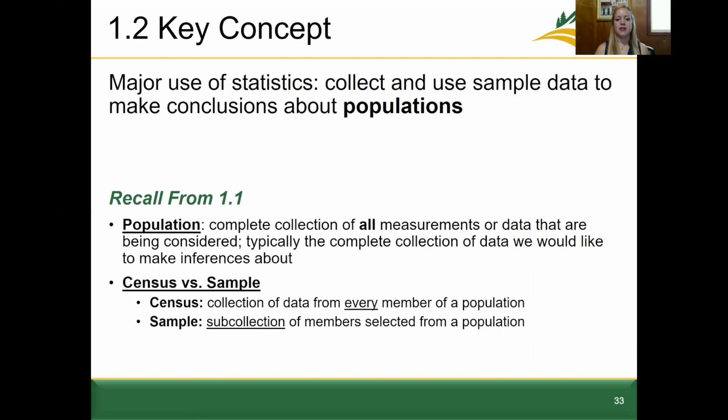So population, complete collection of all measurements or data that are being considered. Typically the complete collection of data we would like to make inferences about. We would like to get data about and then make some inferences, make some conclusions, take some action based on the data that we have. And then recall the different categories, so census versus sample. Census, a collection of data from every member of that population. Sample is a sub-collection of members from that same population.